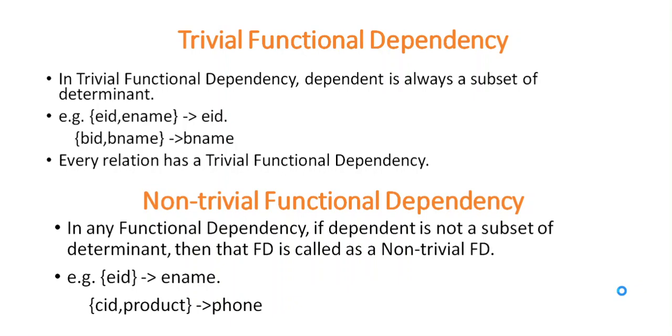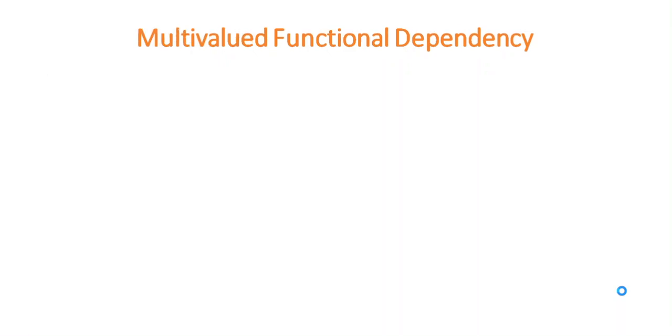Customer ID and product, this combination is determining phone, but phone is not a subset of this key. Phone is not a subset of this combination, so this is a non-trivial functional dependency. Okay, so this is trivial and non-trivial functional dependency.